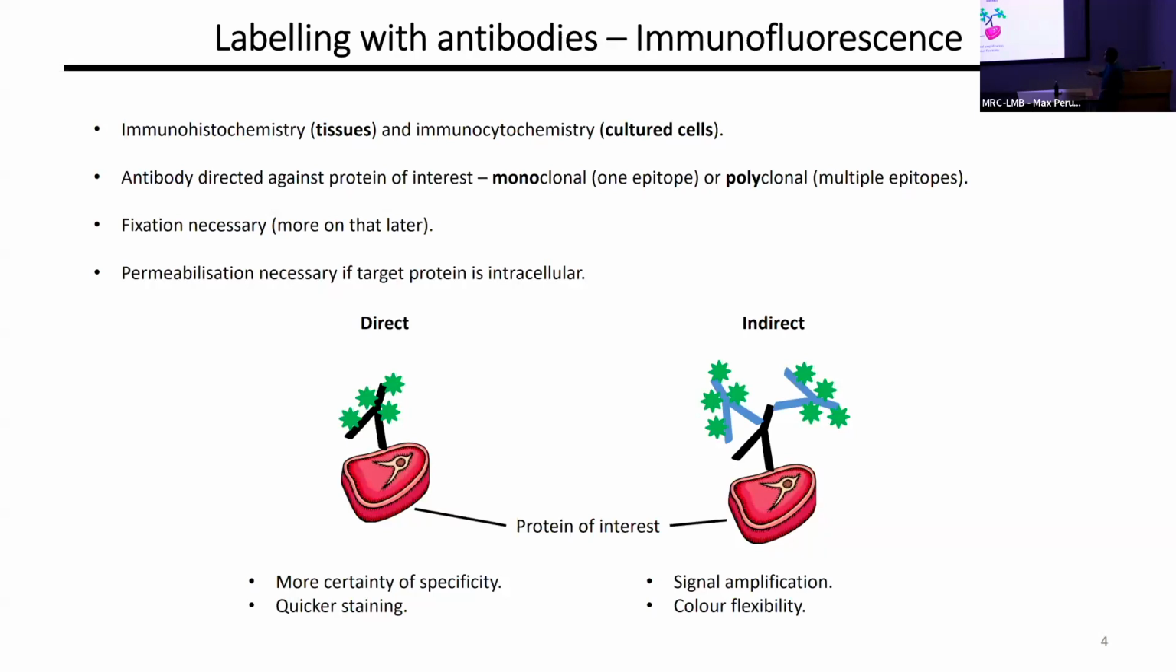Of course, the advantage of this is that you have signal amplification, so you have more secondary antibodies per primary antibody, so the signal is definitely amplified. And you also have a bit of flexibility, so you have one primary antibody and you can have multiple colors. One day you might label it with red, another day you might label it with green, but the primary is always the same. The direct way is a bit more specific and a bit quicker, but it's also more expensive because you cannot use, once again, different colors.